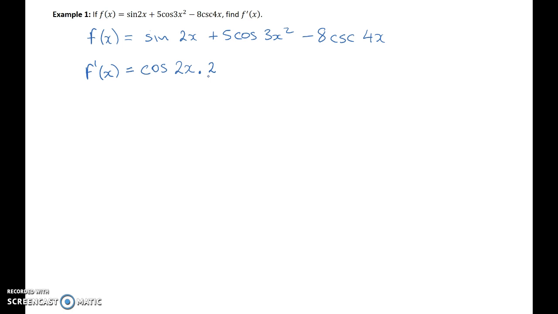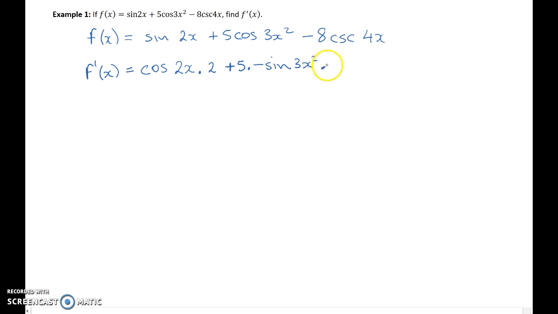And then we're going to have plus 5 times the derivative of cosine 3x squared. Well, that's going to be plus 5. So if we're multiplying by a constant, we just keep the constant, so it's plus 5. And now we differentiate cosine. Well, if you differentiate cosine, you get minus sine. The argument has to stay the same as it was originally, so sine of 3x squared.